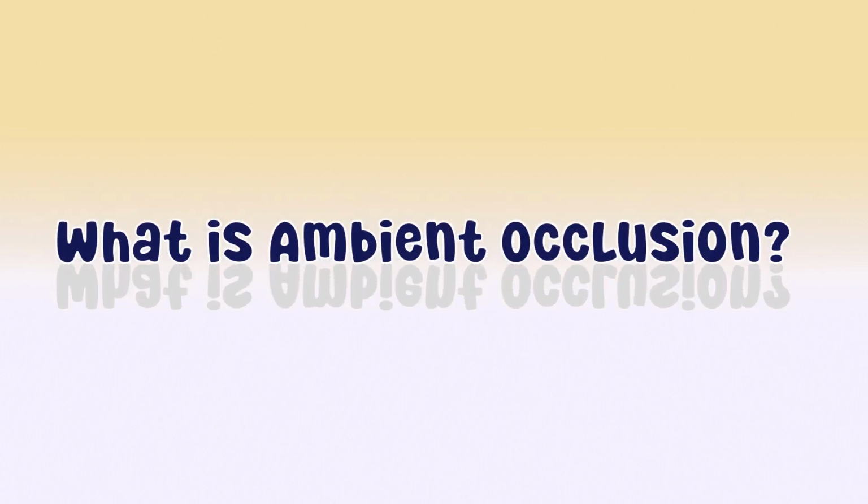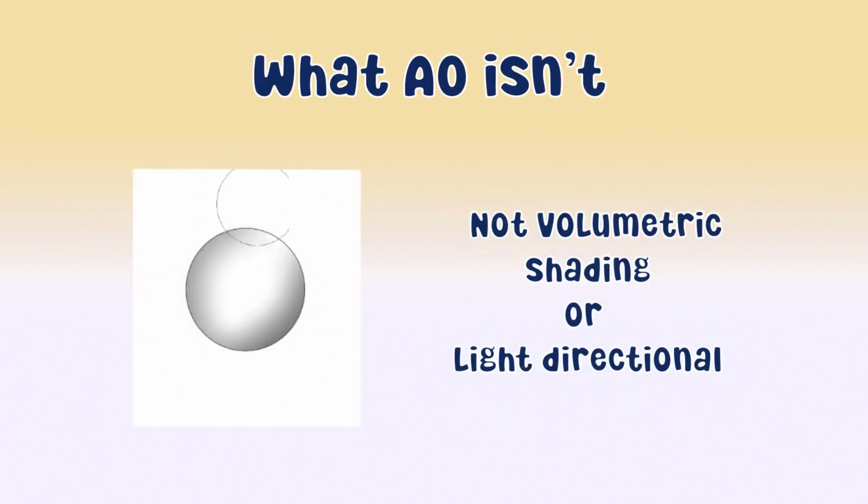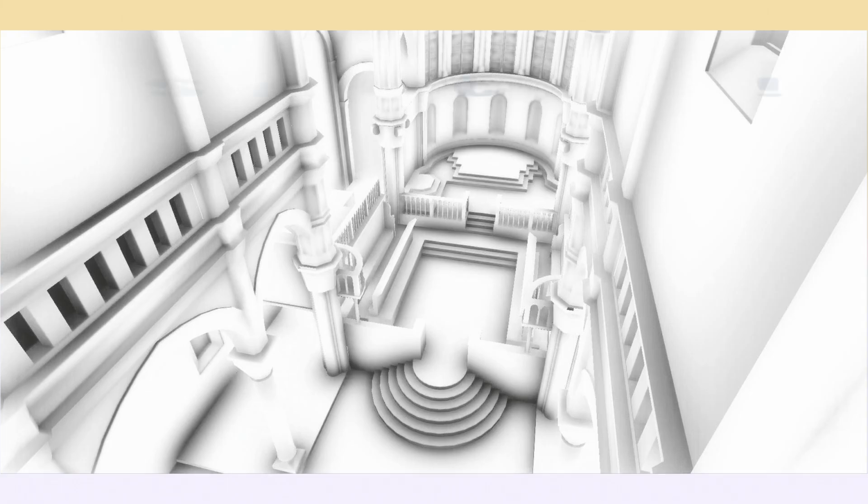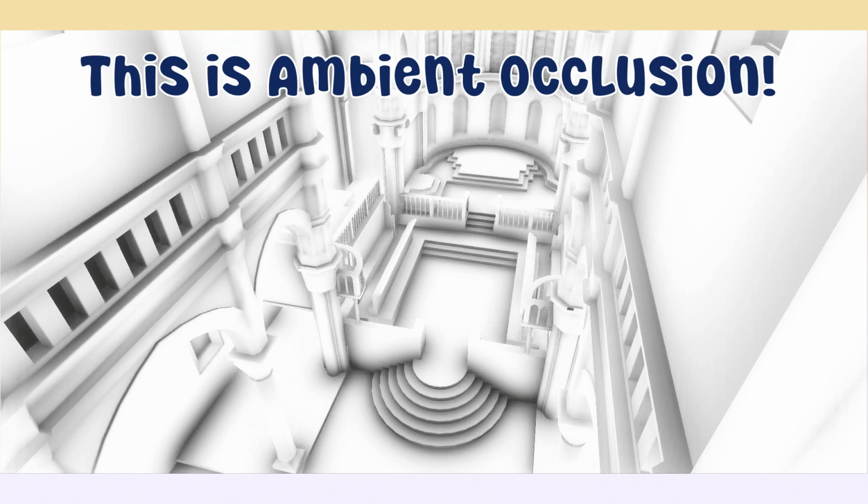Now you're probably wondering, what is ambient occlusion? Let me start off by telling you what it isn't. AO, or ambient occlusion, is a shading technique that doesn't involve displaying form, volume, or value shading to indicate light direction. Instead, it focuses on approximating how light interacts with surfaces, enhancing depth and realism in a scene.